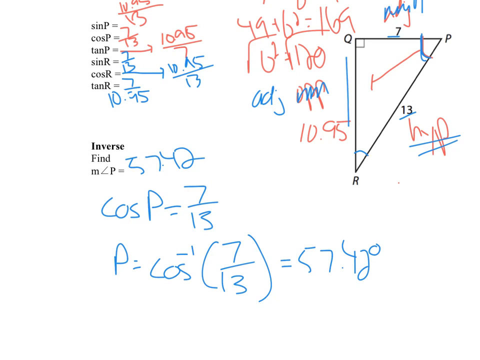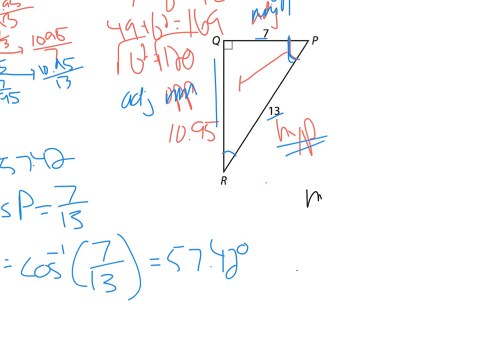And then measure of angle R we can now find two ways. Since we know measure of angle P is 57.42 and measure of angle Q is 90, you can add those together and subtract from 180.